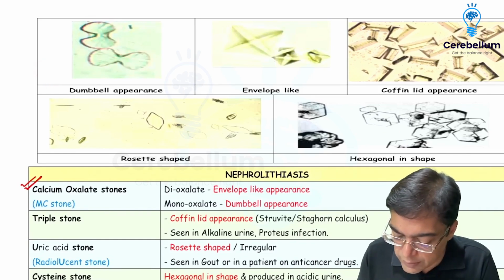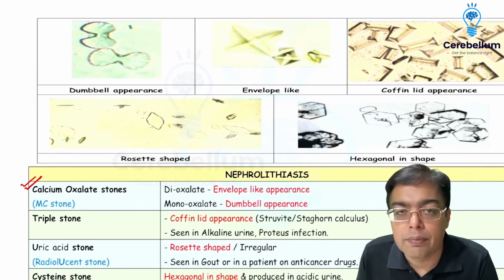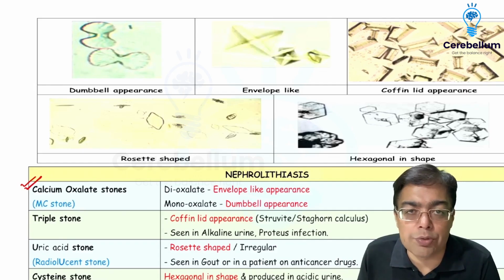Calcium oxalate dihydrate is the one which is going to be having envelope shaped crystals present in the urine of the patient. This kind of a stone is more likely to be produced in the acidic pH, and this is going to be clinically the most commonly observed stone.